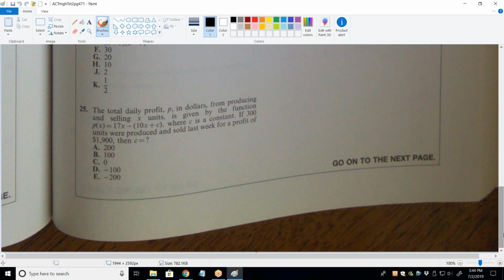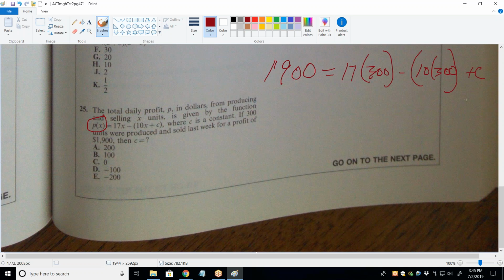Work me through this one. To make 300 units. Okay, so we just set 17x minus quantity 10x plus c equal to 1900, and we plug in 300 for x. What this means right there, that's our profit. That's actually what we're setting to 1900. Yes. And then what else? So that is equal to 17 times 300 minus 10 times 300 plus C. Okay, so that's a relatively straightforward equation. You don't have any problem solving that, right? That's right. Okay, let's go.